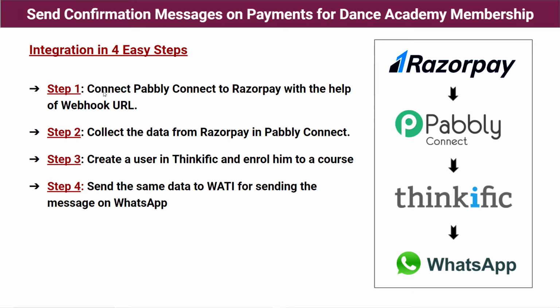So we have the step 1, that is connect Pabbly Connect to Razorpay with help of the webhook URL. Okay, so first of all, you're going to log into Pabbly Connect. And after that, you are going to integrate Razorpay and Pabbly Connect with help of webhook URL. Simply put, you are just going to copy the webhook URL from Pabbly Connect and paste it into Razorpay.